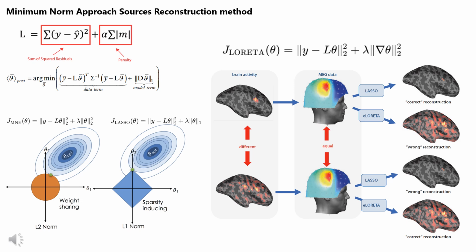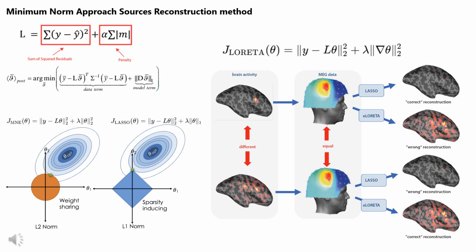Lasso, least absolute shrinkage and selection operator, is particularly effective for identifying sparse, focal sources due to its ability to impose a strong regularization, effectively zeroing out less relevant sources. On the other hand, Loreta, low-resolution electromagnetic tomography, provides a smooth estimate of neural activity across a larger region, making it better suited for distributed sources.